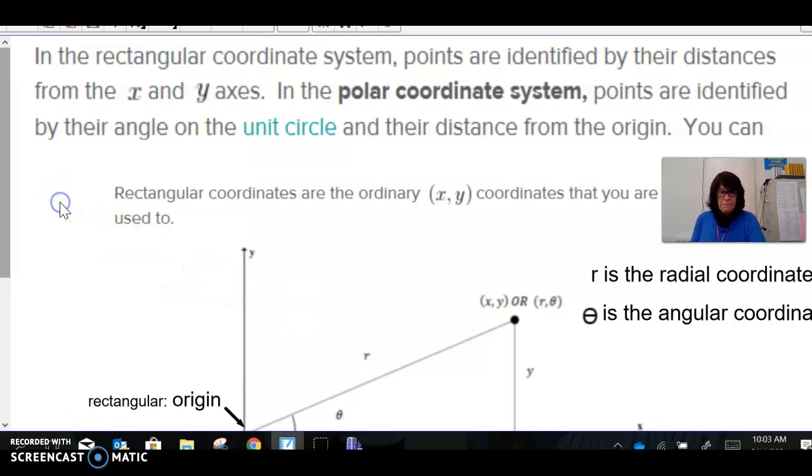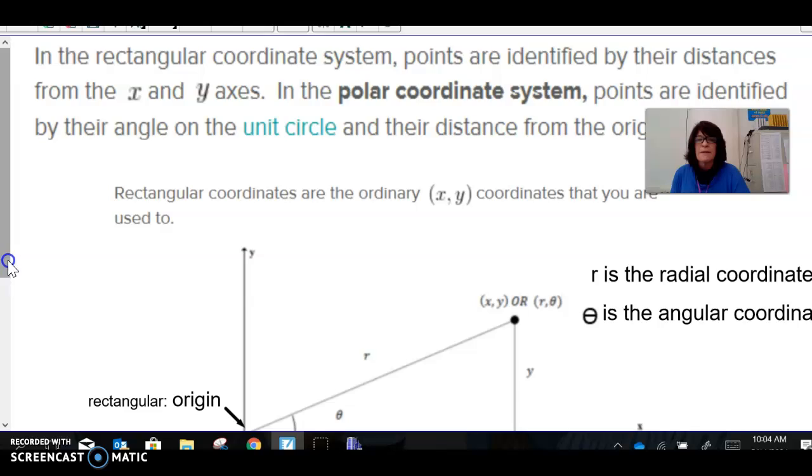Okay, so let's think about what we mean when we say x and y. Points are identified by their distances from the x and y axis. Go ahead and put that on your notes. Distances from the x and y axis. In the polar coordinate system, we still have points, but they're identified by their angle on the unit circle and their distance from the origin.